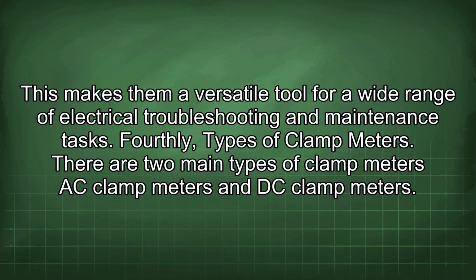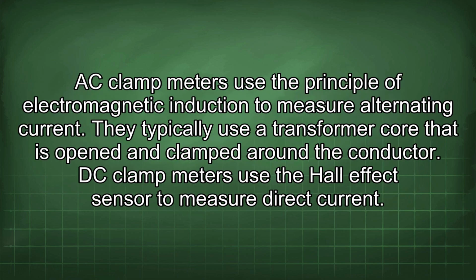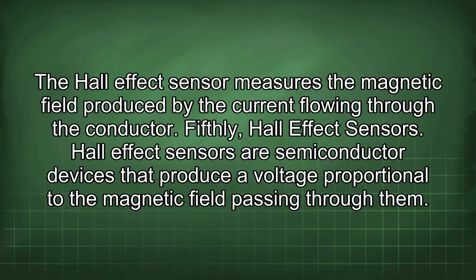Fourthly, types of clamp meters. There are two main types of clamp meters: AC clamp meters and DC clamp meters. AC clamp meters use the principle of electromagnetic induction to measure alternating current. They typically use a transformer core that is opened and clamped around the conductor. DC clamp meters use the Hall effect sensor to measure direct current. The Hall effect sensor measures the magnetic field produced by the current flowing through the conductor.